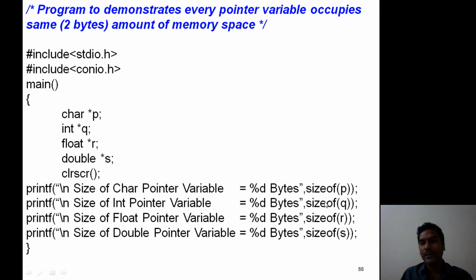Simple thing, we are familiar with the sizeof operator. For the sizeof operator, we pass these arguments: sizeof p, sizeof q, sizeof r, sizeof s. Now when we execute this program, for each and every line it prints 2 bytes, 2 bytes, 2 bytes, 2 bytes. If these variables were ordinary variables, then it would print 1 byte, 2 bytes, 4 bytes, 8 bytes. Since these variables are pointer variables, it prints 2 bytes, 2 bytes, 2 bytes, 2 bytes.